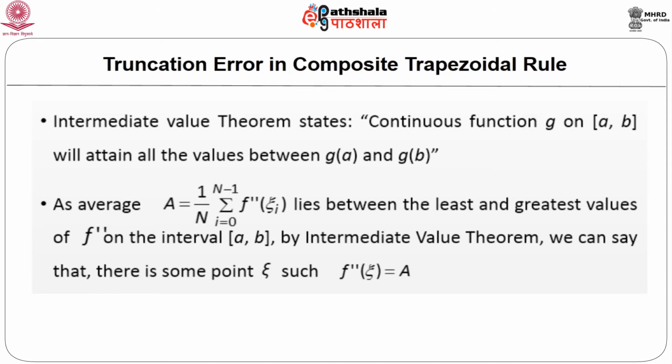Because these points xi 0, xi 1, xi 2, up to xi n minus 1, all are points within the interval. And so the average, 1 by n sigma i equal to 0 to n minus 1 of the second derivative at the point xi i, also lies between the least and the greatest values of the second derivative of f on the interval a b. And so we can say that there is some point xi, which is not known to us, but we are sure it exists, such that the second derivative at xi is equal to this. If I call this average a, then this point is equal to a.